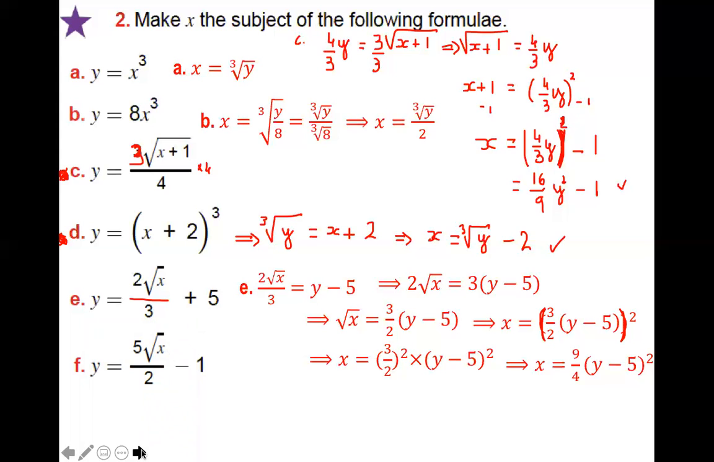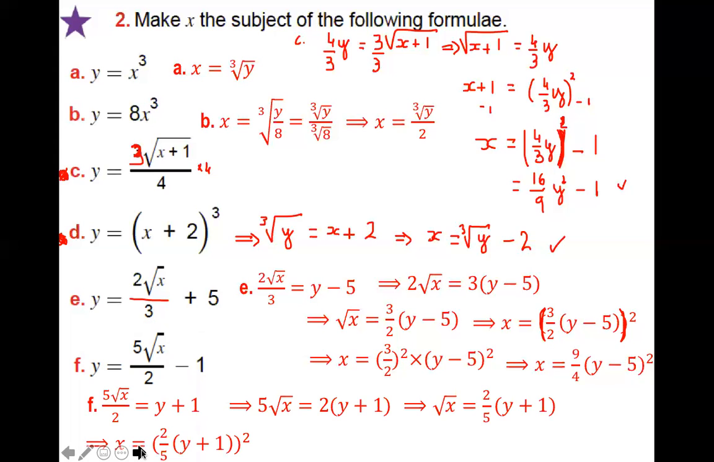Okay, and for the next one, I'm going to get rid of the 1 by adding 1 first. So I've got 5 root x divided by 2. Then I'm going to time by 2 to get rid of the 2. And then I'm going to divide by 5. And again, the last step is to square all this on the right-hand side, which gives me 2 over 5 times y plus 1. 2 over 5 squared is just 4 over 25 times y plus 1.